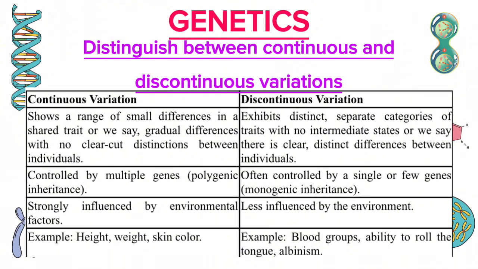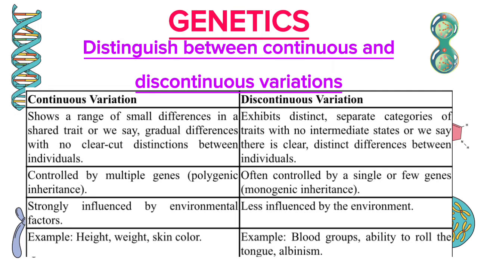Another distinction: continuous variation is controlled by multiple genes, or polygenic inheritance. In discontinuous variation, it is controlled by a single or few genes. Here we talk about monogenic inheritance.